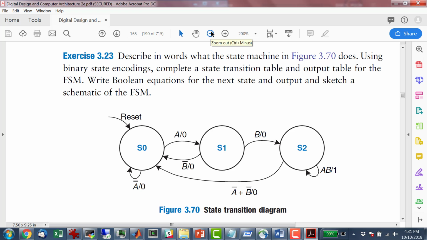I start in S0, that's my reset state. If I get an A, I transition to S1. So if A is asserted, and in the next cycle B is asserted, then I'll jump to S2. But once I'm in this state, the only way to get Q is if I set A and B to 1 when I'm in this state. So basically, this state machine allows me to accept a more complex pattern. I'm looking for A to be asserted, B to be asserted, and then in the third consecutive cycle, I'm looking for A and B to both be asserted, in which case I'll pulse the output. And notice that as long as I hold those both asserted, I'll stay in that state.